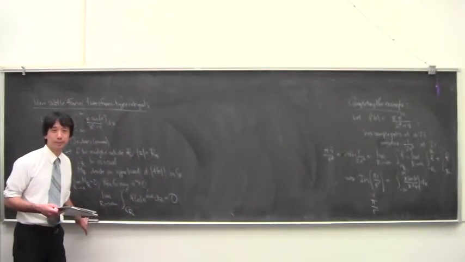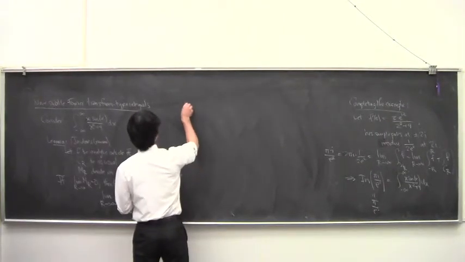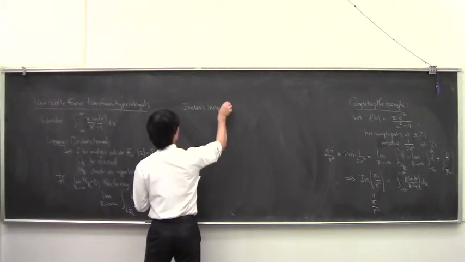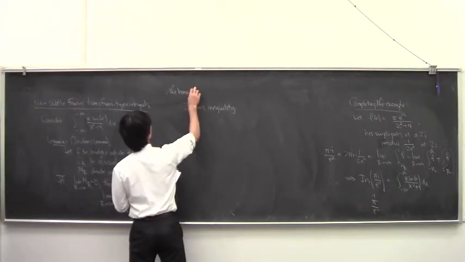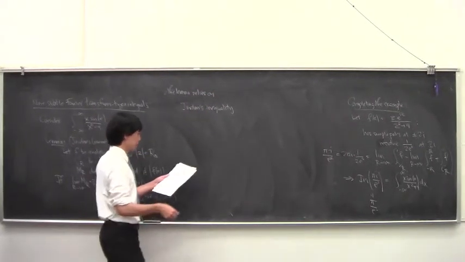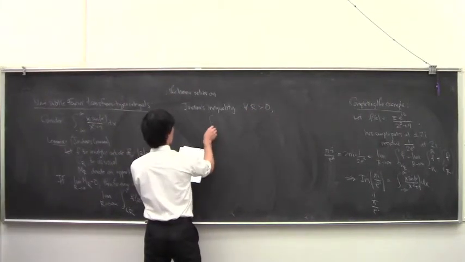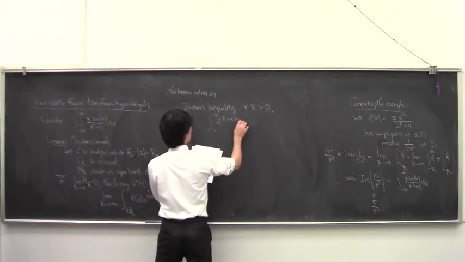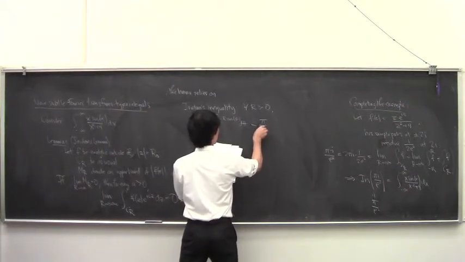Okay. Other questions? Okay. So Jordan's lemma relies on something called Jordan's inequality, which says this, that for all r greater than 0, the integral from 0 to pi of e to the minus r sine theta is less than pi over r.